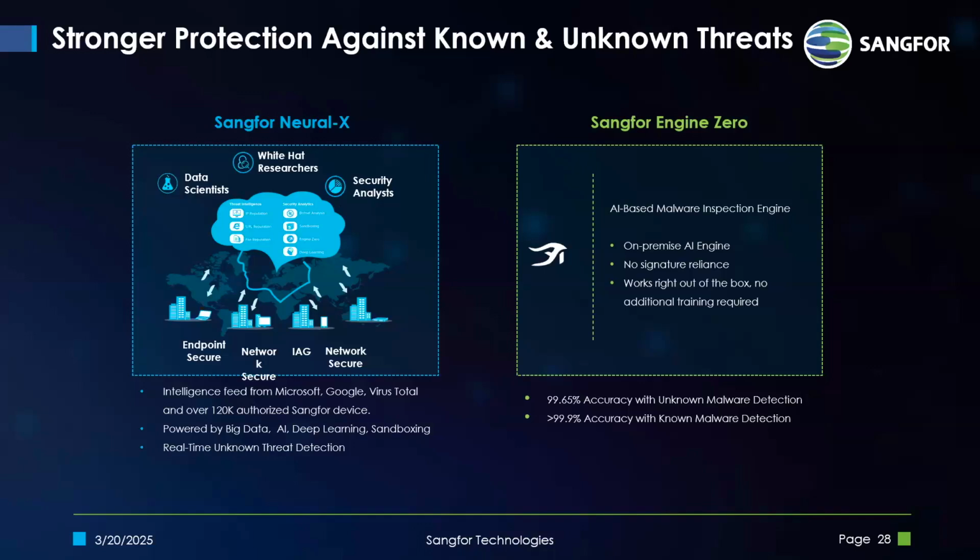Then there is Sangfor Engine 0. Sangfor Engine 0 is a built-in AI-based malware protection engine. It's an on-prem AI engine. In addition to the signatures, our firewall has a very rich signature set to protect against malware. In addition to that, the Sangfor Engine 0 will provide the AI-based malware protection. It has 99.65% accuracy with unknown malware detection and 99.9% accuracy with known malware detection.